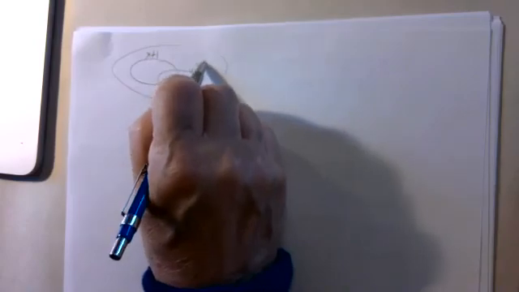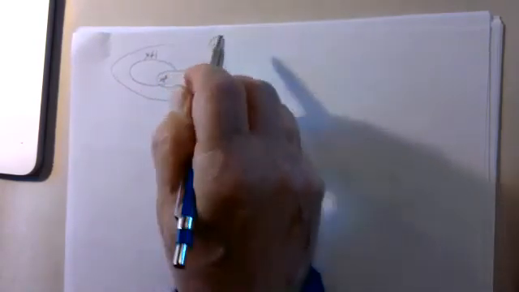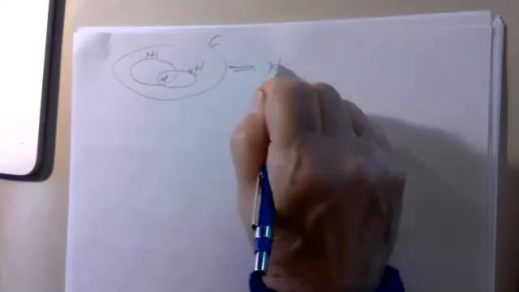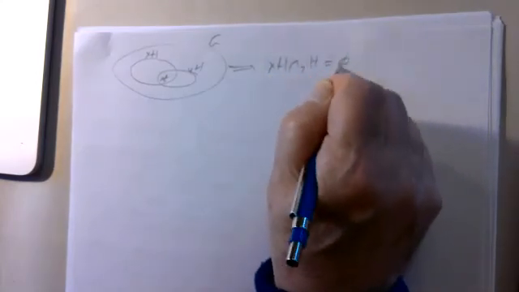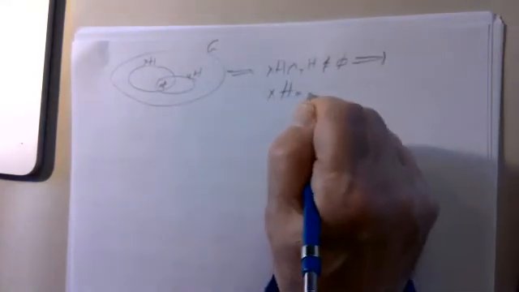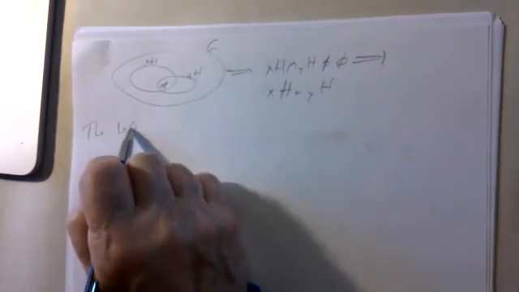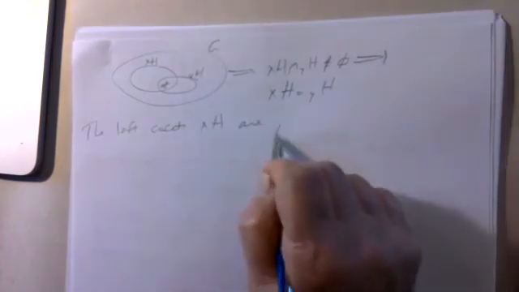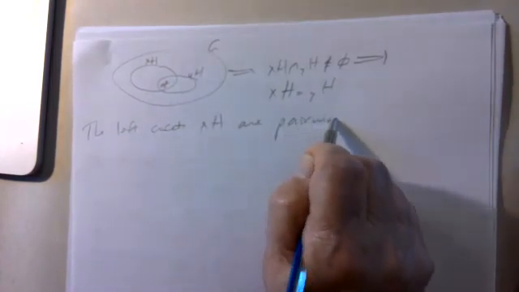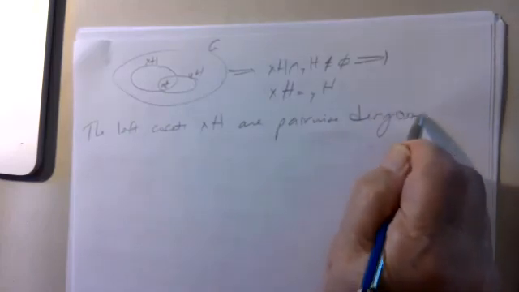So what I've shown you is that if you have xH and yH, and there's something that's common to them, so xH intersect yH is not equal to the empty set, implies xH equals yH. So the left cosets xH are what we call pairwise disjoint.